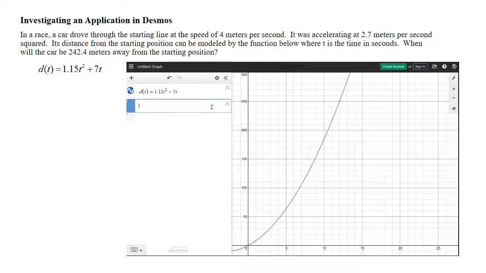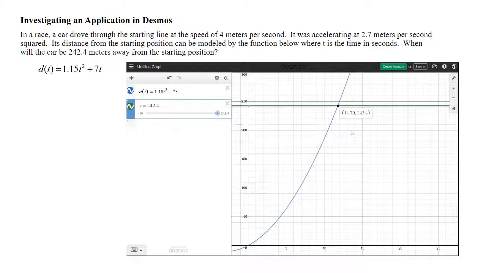Now, to find when, we're finding time. So the 242.4 is an output value. So if I want to find that, I'm going to say y, which is the output, equals 242.4. What's nice here on the graph is we're going to get the horizontal line of 242.4, and that will show us any intersections with the function we had originally, which I can then highlight.